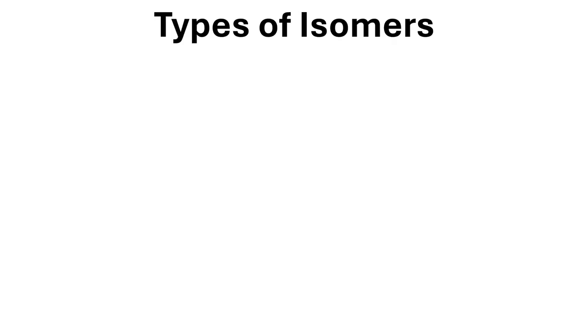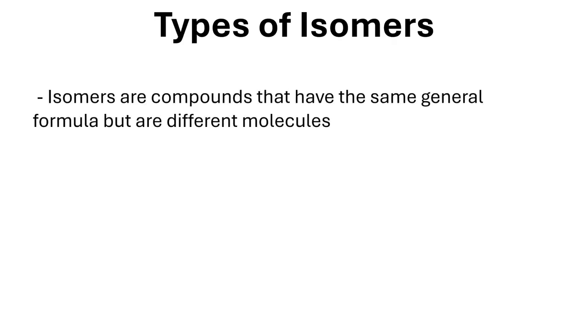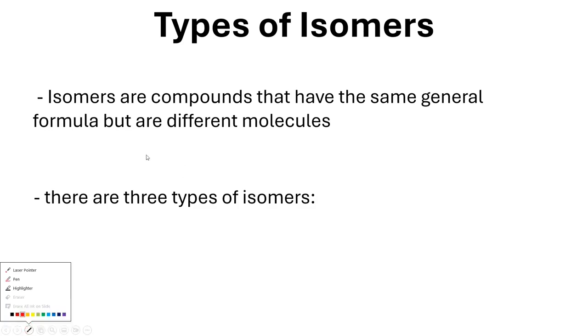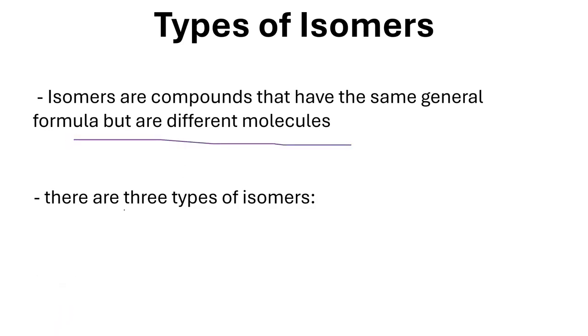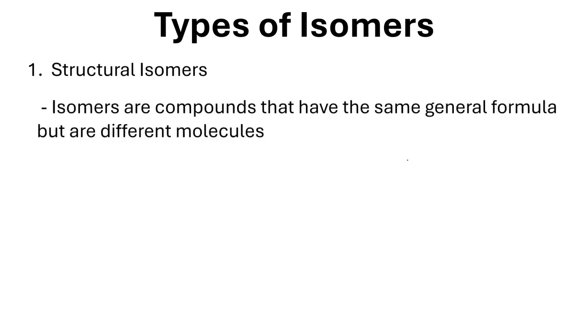In this video, we're going to investigate different kinds of isomers. So in general, isomers are compounds that have the same general formula, but they're different molecules. And we have 3 different types of isomers. So this definition that I've got here right now, this is just our general definition for all 3. And then there's a little something extra that's going to set the 3 apart. So taking a look at the first kind here, we have something called structural isomers. And again, I've put isomers are compounds that have the same general formula but are different molecules.